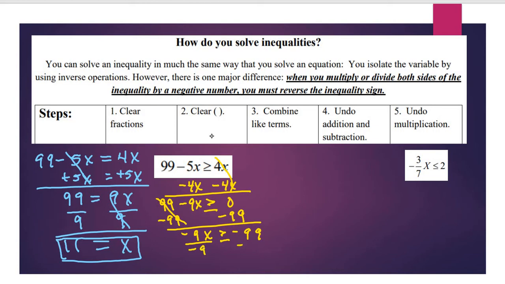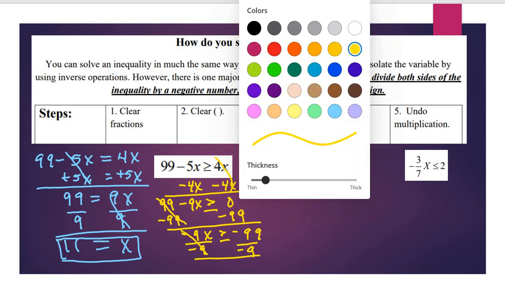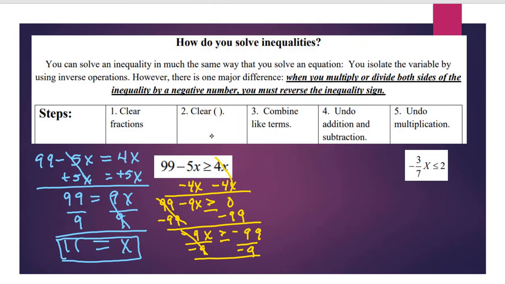Divide both sides by negative 9. So our final answer on this one is x and 11. Now I always like to write my symbol last, because here's where I look at how did we multiply or divide both sides by a negative number. If the answer is yes, then you're going to flip this symbol, and the answer was yes. And so as you can see, our answer is the same. It's just the inequality symbol.